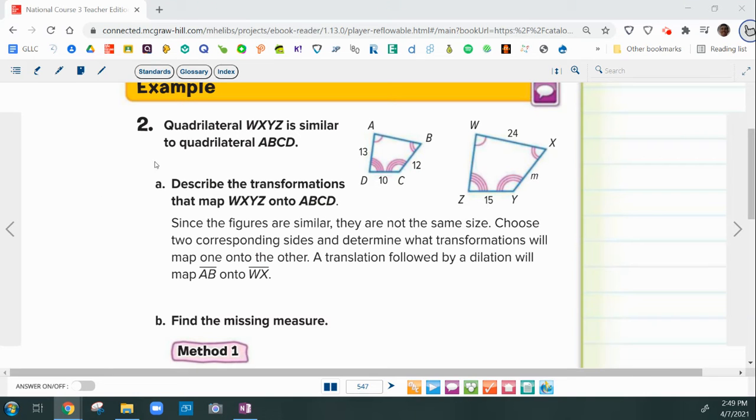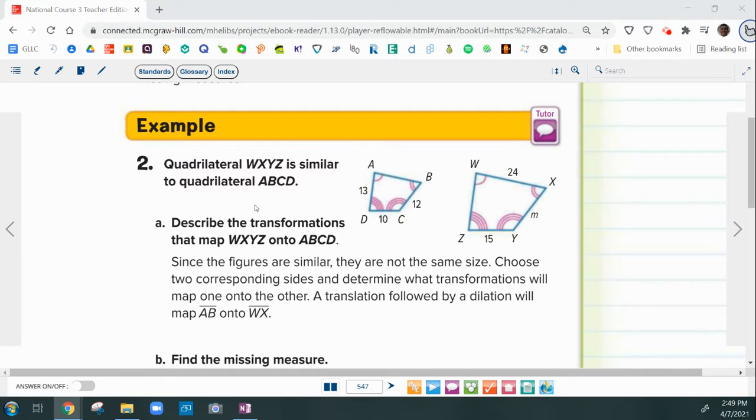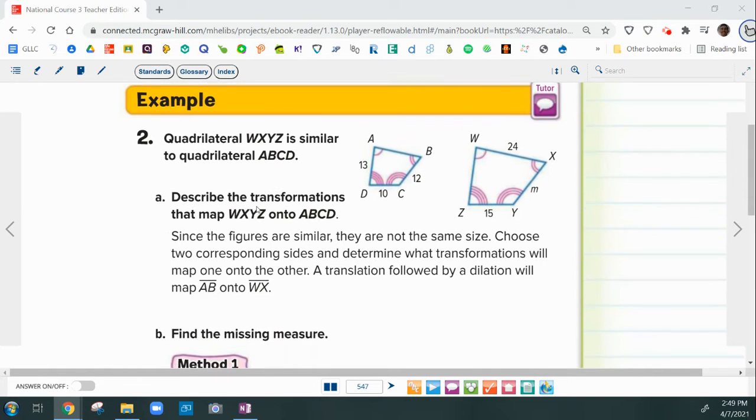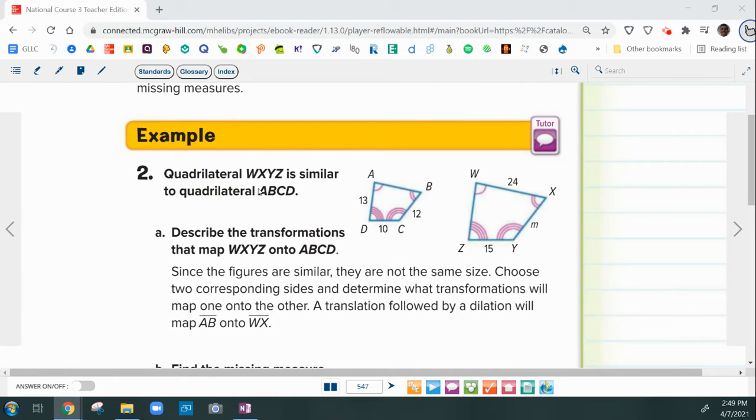Hey, beautiful day for math. We are going to part 2 of our chapter 7, lesson 4. And we are dealing with similar shapes again.